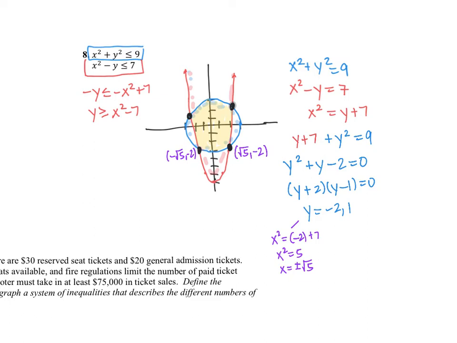Okay, now let me plug in the 1. x squared equals y plus 7. x squared equals 8. x equals plus or minus root 8, which simplifies to root 4 times 2, plus or minus 2 root 2. So y equals 1, x is positive, negative 2 root 2. So that must mean this is 2 root 2 comma positive 1, and this is -2 root 2 comma positive 1. And I just used kind of the quadrants to deduce which one went in which location.